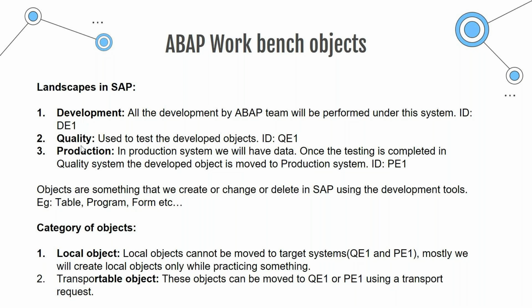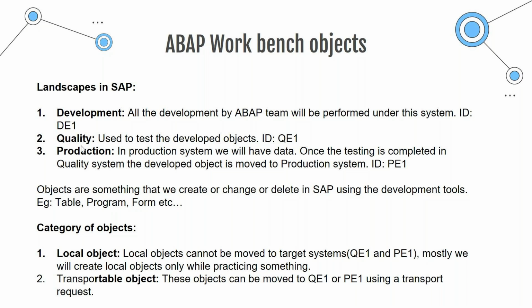Then the quality system. Whenever I am doing any development, after the development is complete, there has to be a person who can test it. For other software we have a separate testing team, but in SAP we will not have any separate testing team. The functional team itself is the testing team here. After the development is completed, you have to move the developed workbench object to the quality system. How to move it, we'll see later.